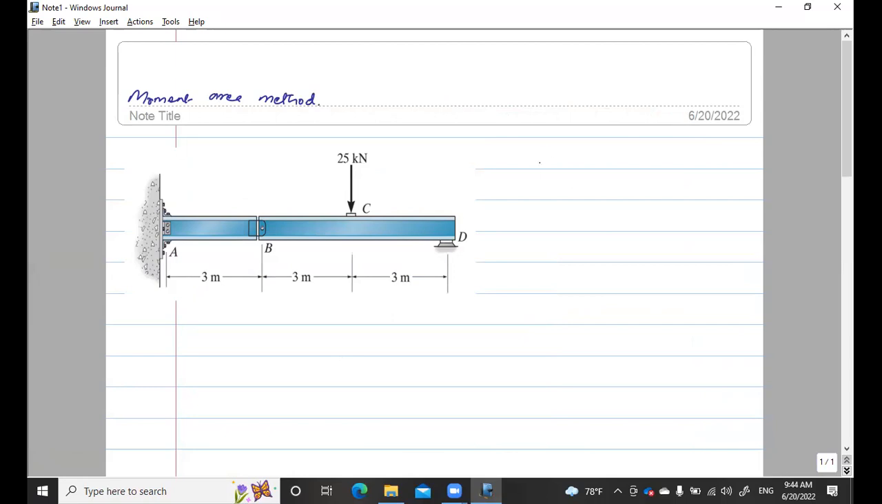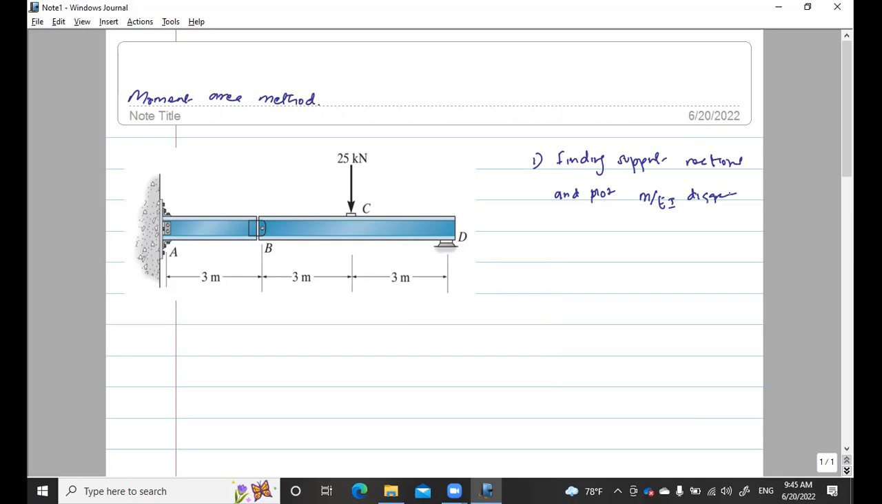Okay, so step one, finding the support reaction and plot the M over EI diagram. And what is important here is the way we are going to find this.